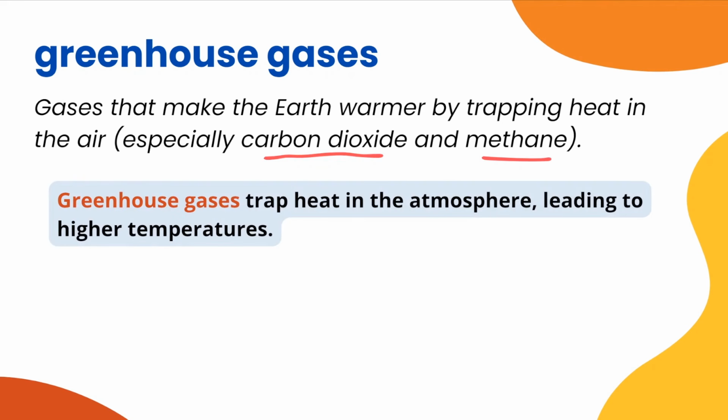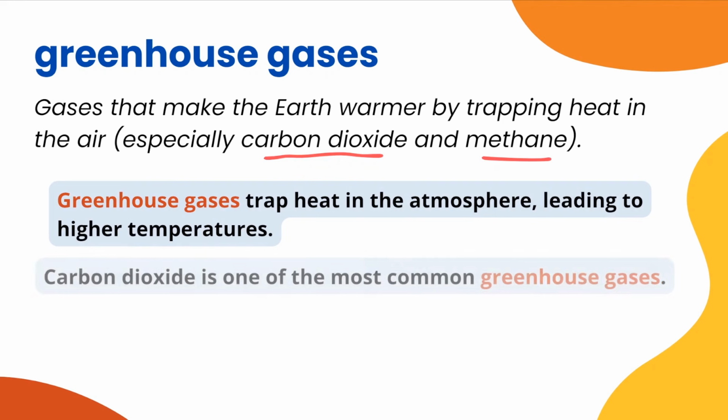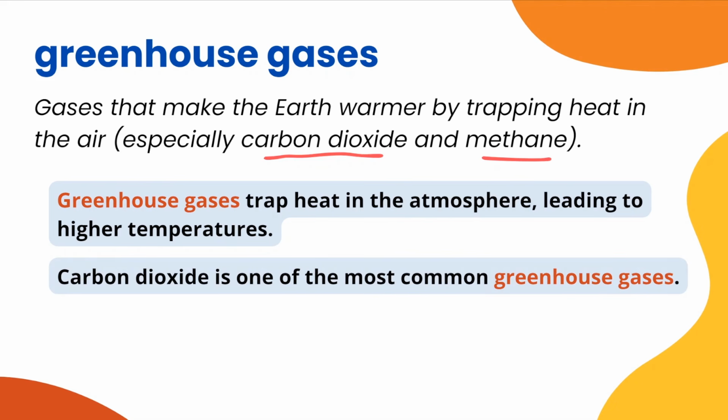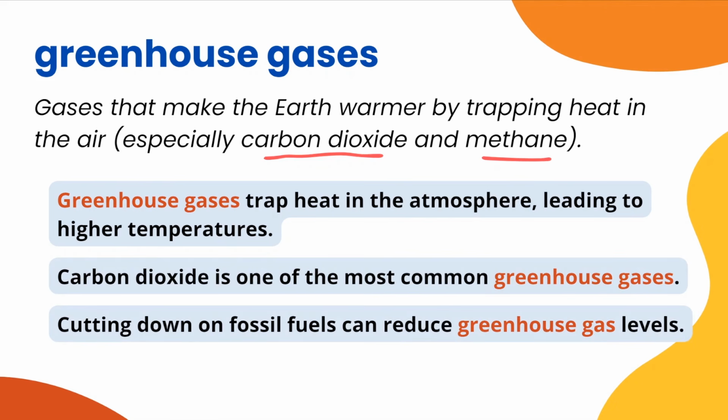Greenhouse gases trap heat in the atmosphere, leading to higher temperatures. Carbon dioxide is one of the most common greenhouse gases. Cutting down on fossil fuels can reduce greenhouse gas levels. So that's the singular form here, greenhouse gas levels.